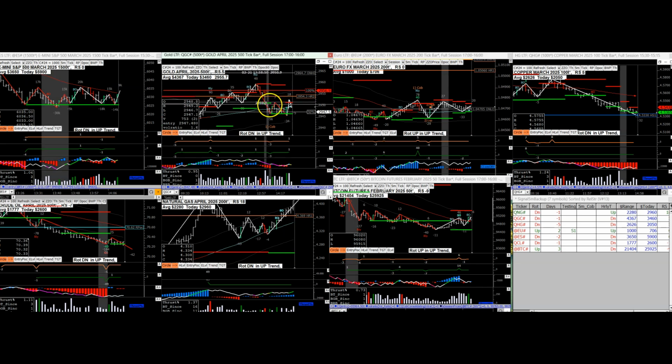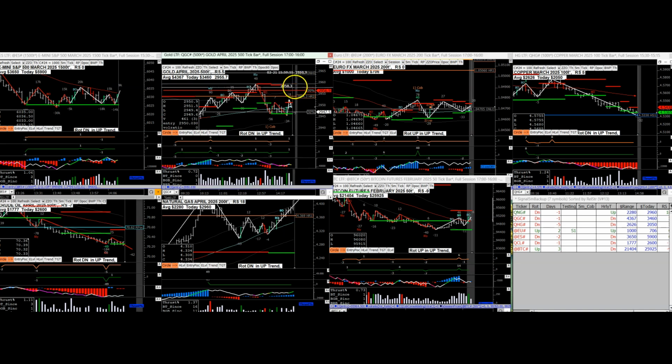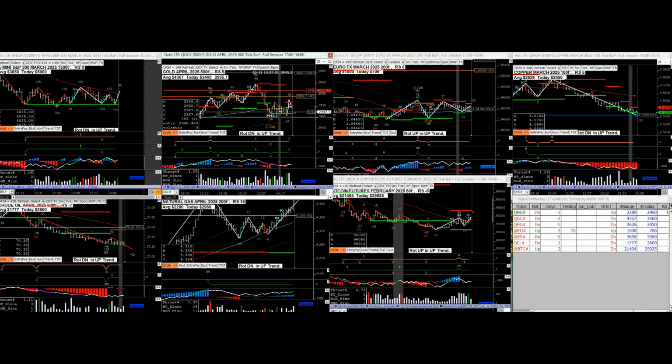So now, since it's pulling back, we want to see the pullback and the reversal, and I'll give you the entry opportunity.